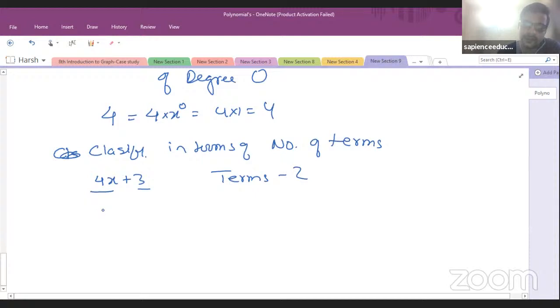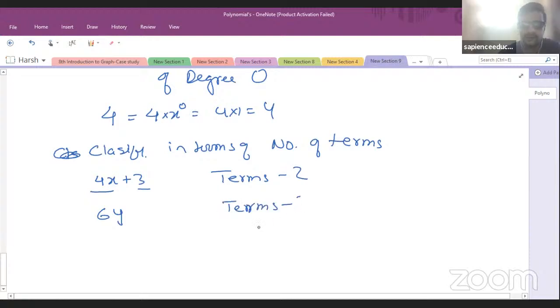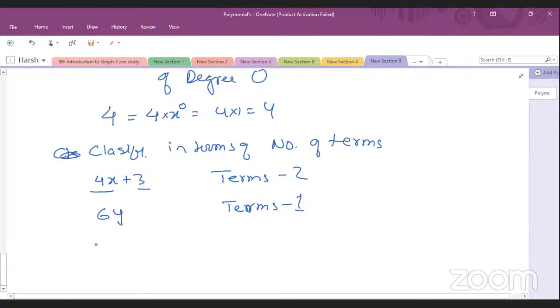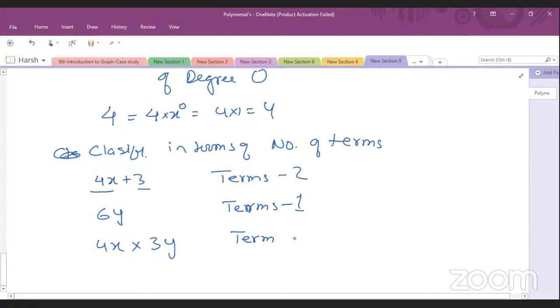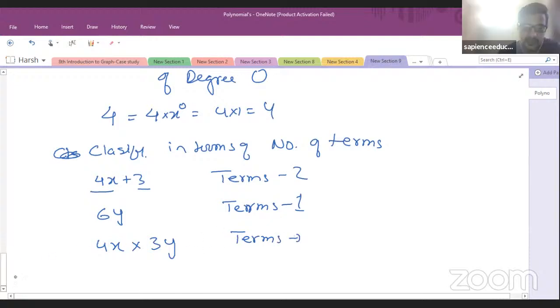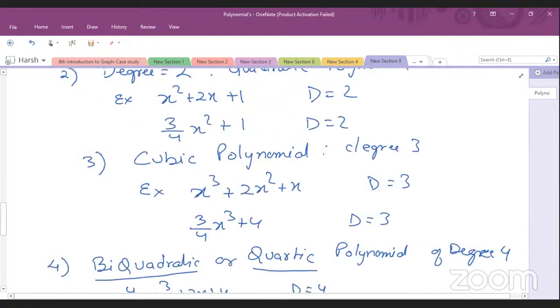If I write, let's suppose, 6y, how many terms are here? One term, sir. Very good. The number of terms is 1, so one term, 6y. If I write 4x multiplied by 3y, how many terms are here? Two terms. Haripriya, 2 terms, correct? Yes, sir. This is only one term.